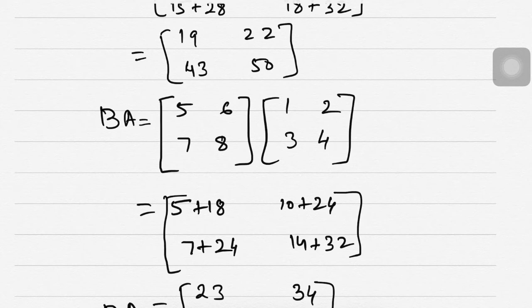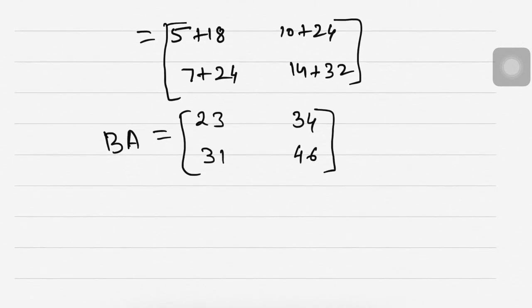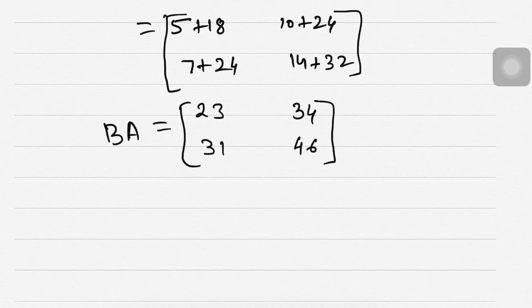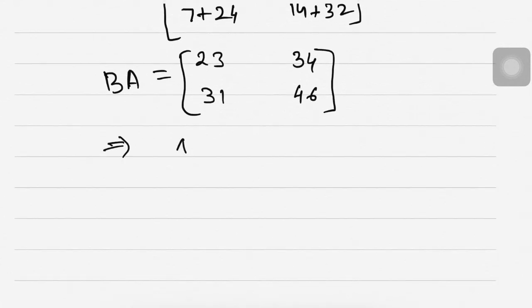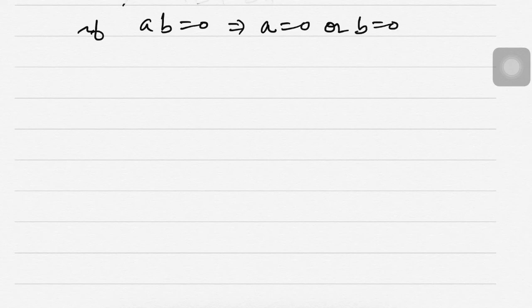AB is [19, 22; 43, 50] and BA is [23, 34; 31, 46]. So obviously AB is not equal to BA. In most cases, when AB is defined, BA may not be defined. When AB and BA both are defined, both products may not be equal. Now we know that for two real numbers, if AB is equal to 0, it implies either A is equal to 0 or B is equal to 0. But this is not true for matrices.